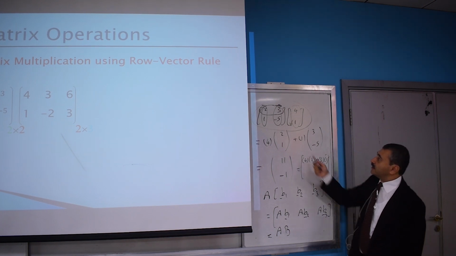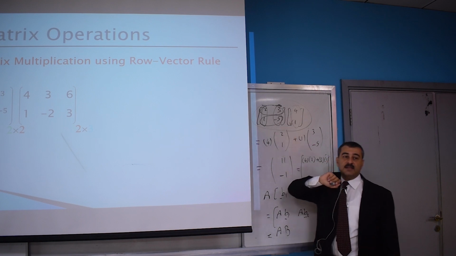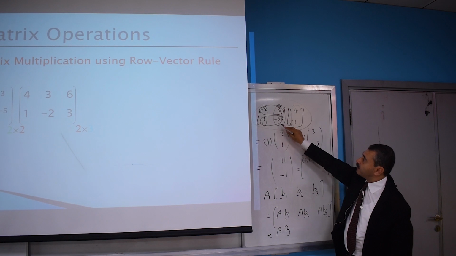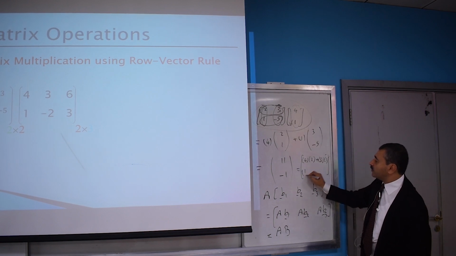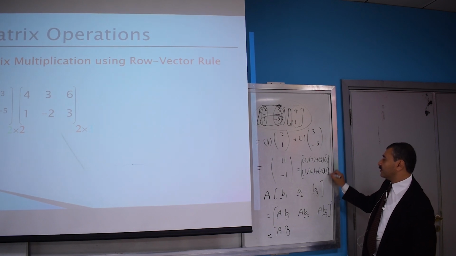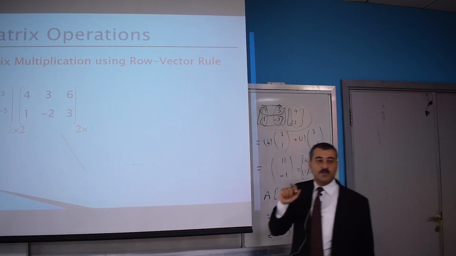And then get the second entry as the dot product between the second row of the left matrix and your vector. So we'll get 1 by 4 minus 5 by 1, which is your negative 1. So this is another way to get the matrix vector multiplication. So actually you can extend this for matrix multiplication.